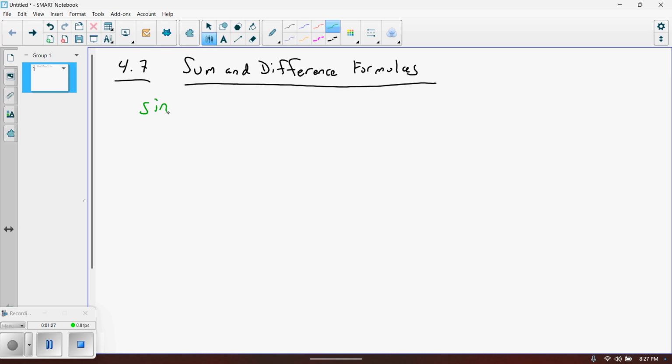And what does that mean by sum and difference formulas? Well, the idea is that if I were to take the sine of some angle plus another angle, so alpha plus beta, that is going to be equivalent to the sine of alpha times the cosine of beta, plus the cosine of alpha times the sine of beta.